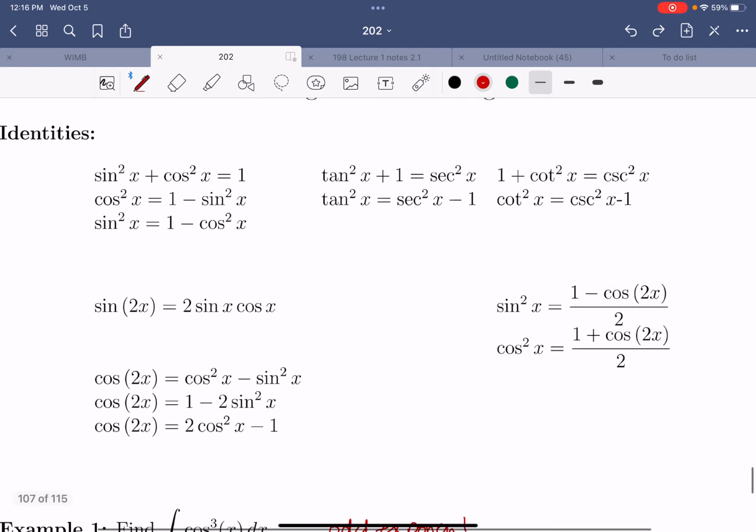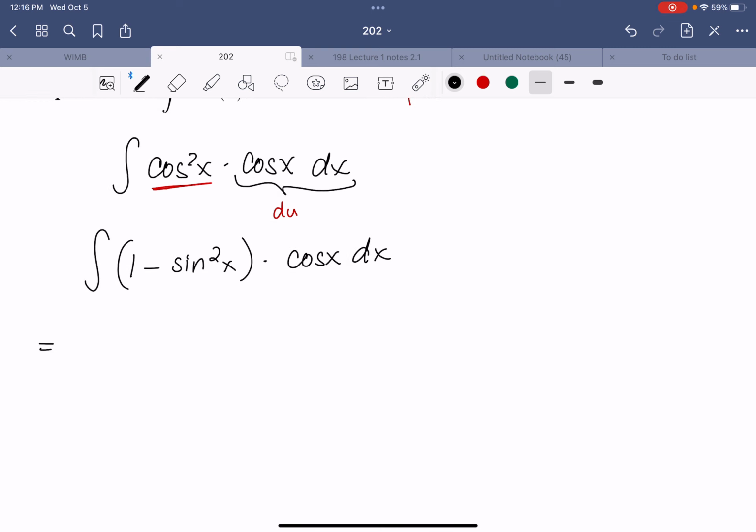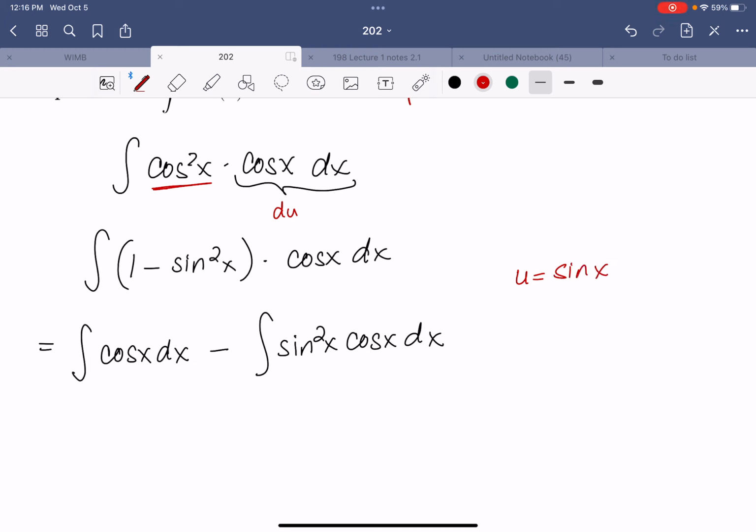So that's the identity that I'm going to use. I'm going to replace cosine squared with 1 minus sine squared. So I'm going to make this the integral of 1 minus sine squared x times the cosine x dx. Okay. If I distribute that, I get the integral of cosine x dx, which we just did above, minus the integral of sine squared x cosine x dx. And from here, I can make that u substitution. So I can u sub for sine x, and my du is cosine x dx.